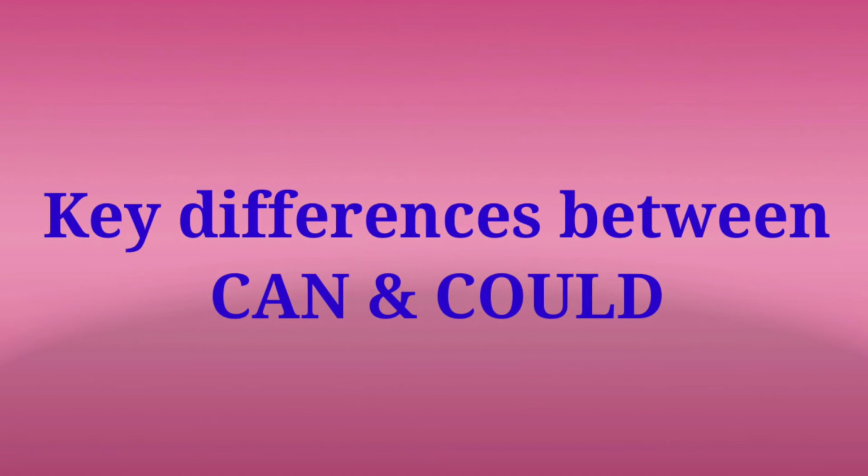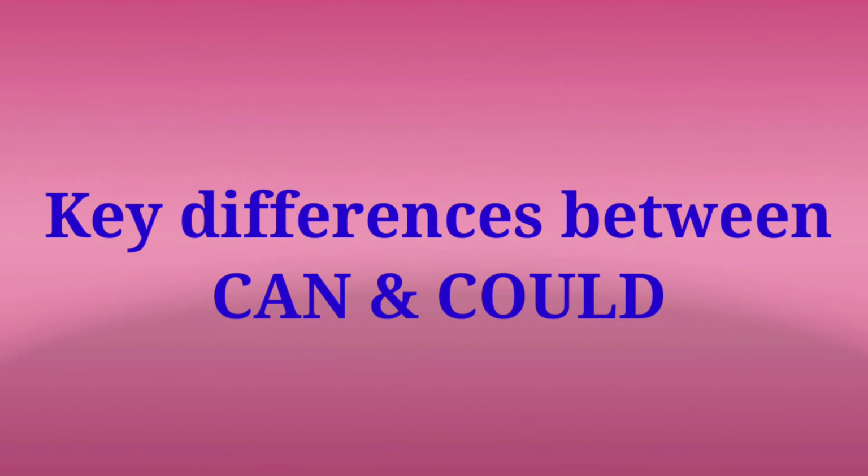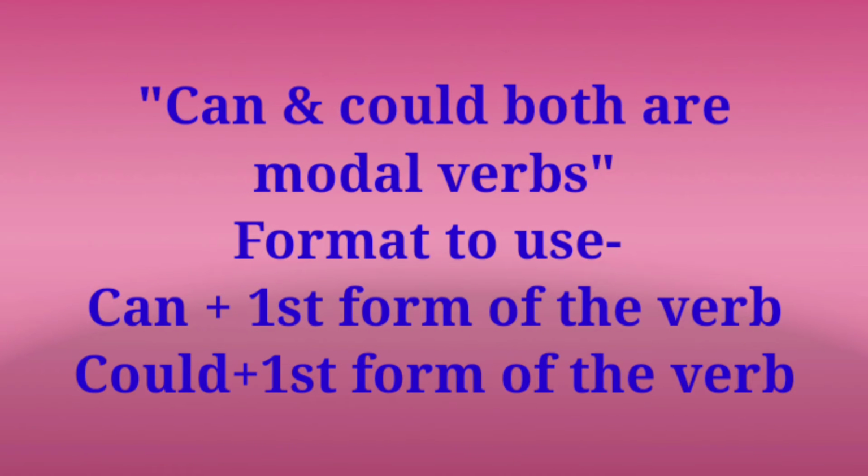The key differences between the usage of can and could in English grammar. I will also provide you some examples to make use of these. Can and could both are modal verbs, and the format is we use can and could plus the first form of the verb, though could is the past form of can. There could be a subject and an object.